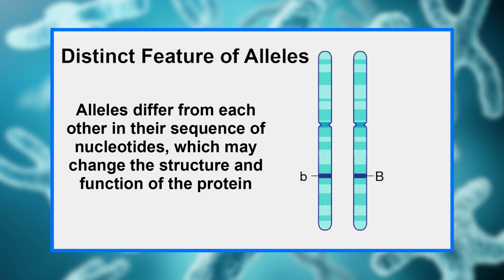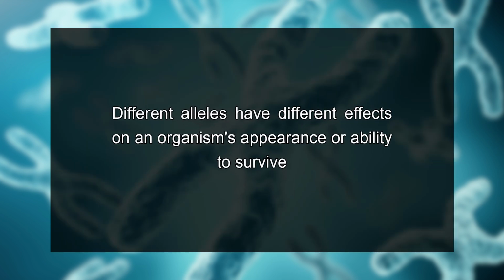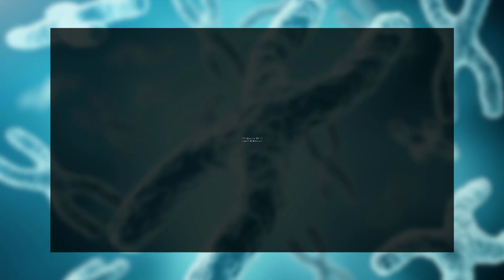Alleles differ from each other in their sequence of nucleotides, which may change the structure and function of the protein the gene codes for. Because of this, different alleles may have different effects on an organism's appearance or ability to survive. These effects can be helpful, harmful, or neutral without any change.